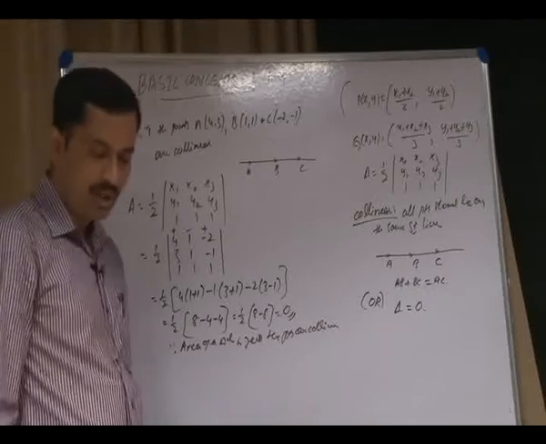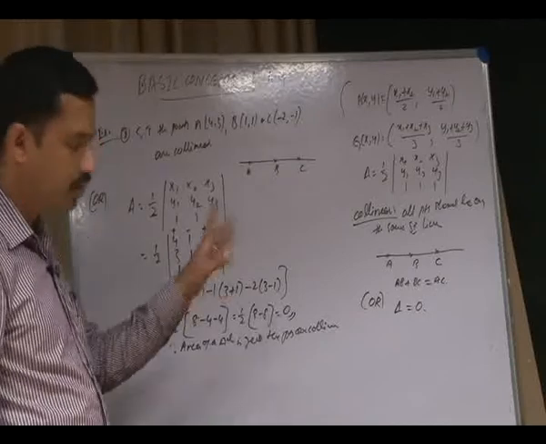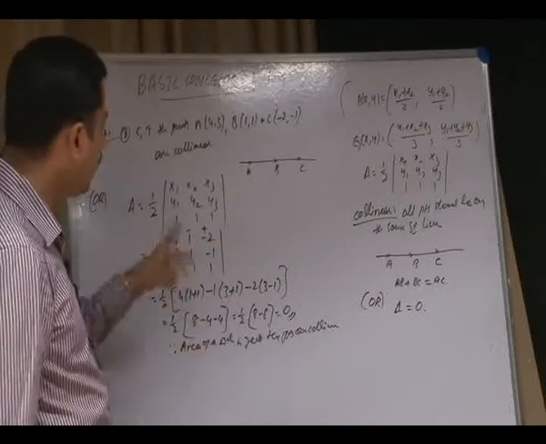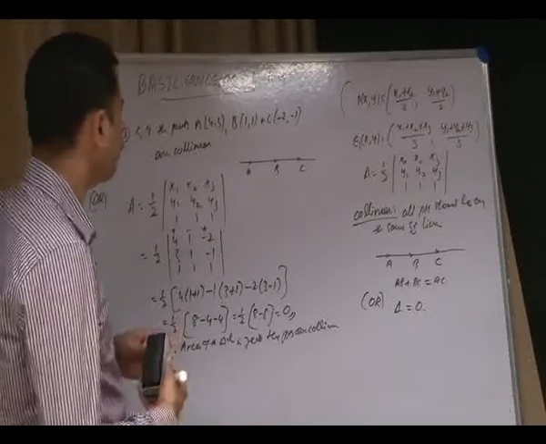So, to show that the points are collinear, you can follow any method. Use the distance formula and show it, or prove that the area of a triangle is equal to 0, which also shows that the points are collinear.